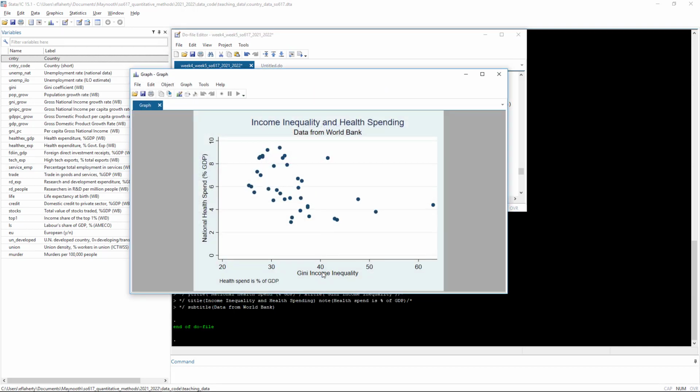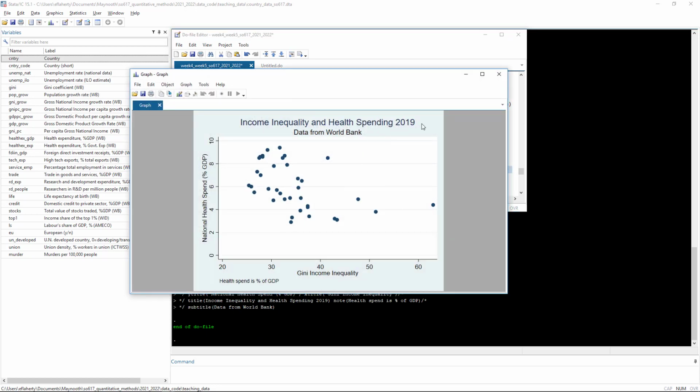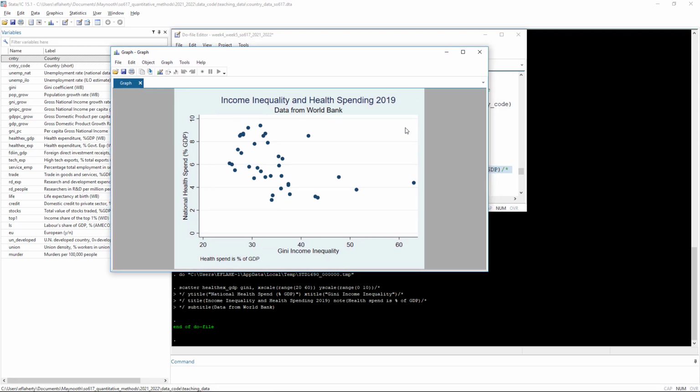You've got proper labeling on the axis. You've got the variable and the units identified, the data source, and what it's measuring. And you can alter these any which way you want. If you wanted to add in the date of the data, you could type it in there and it'll simply appear. Now I mentioned that saving these graphs before is quite important.